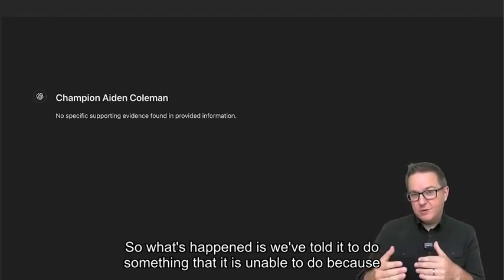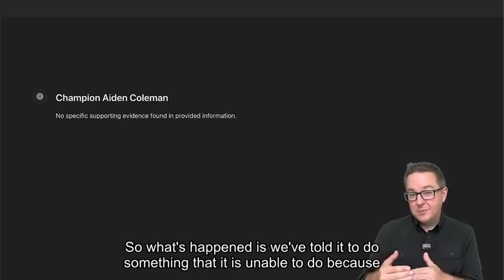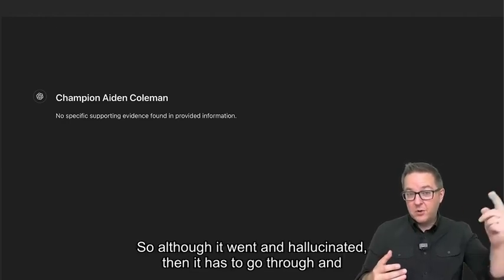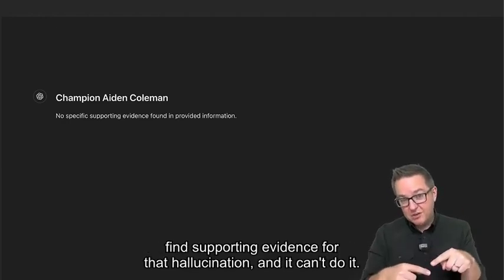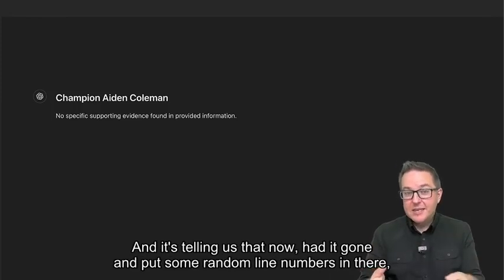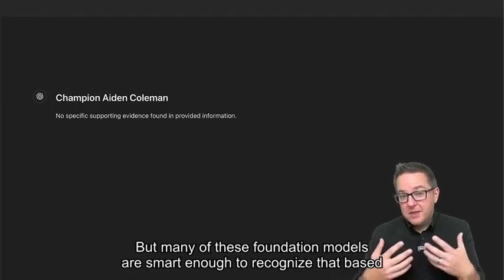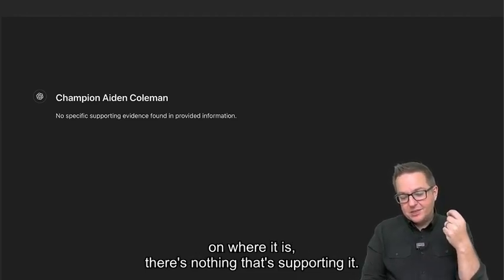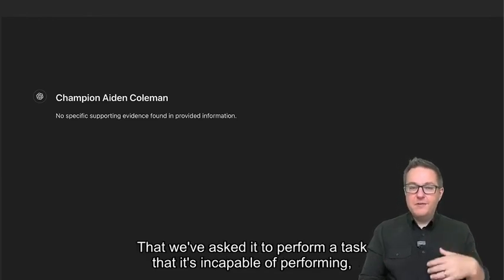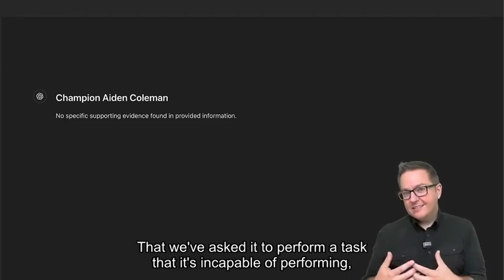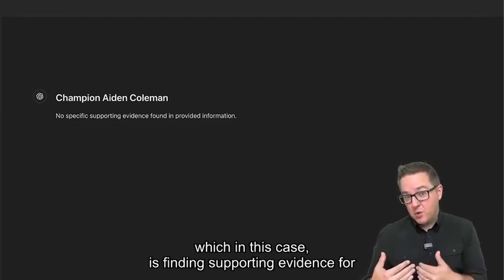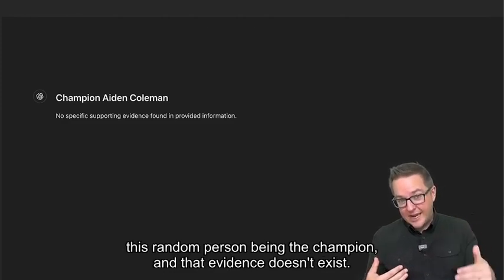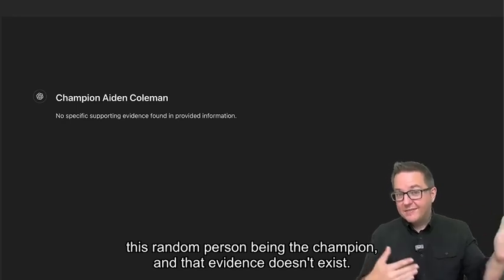So what's happened is we've told it to do something that it is unable to do because there is no supporting evidence. Although it hallucinated, it then has to find supporting evidence for that hallucination, and it can't do it, and it's telling us that. Had it put some random line numbers in there, we could go and look and see if they are right, but many of these foundation models are smart enough to recognize that, based on where it is, there's nothing supporting it. We've asked it to perform a task that it's incapable of performing, which in this case is finding supporting evidence for this random person being the champion, and that evidence doesn't exist, so it's saying, hey, it's not there.